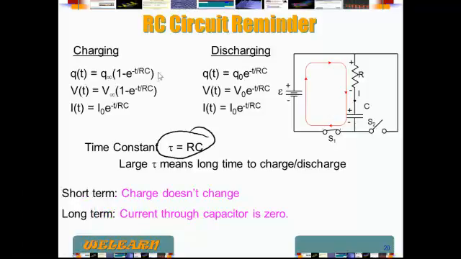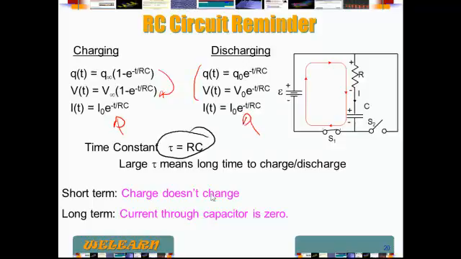And the voltage, since the voltage is directly related to the charge in the capacitor, is given by a similar expression, and the current is given by this expression. For discharge, the expressions are slightly different for the charge and the voltage, and it's the same expression for the current.